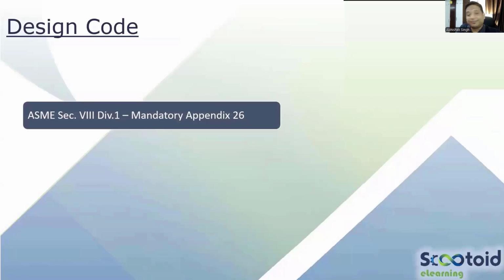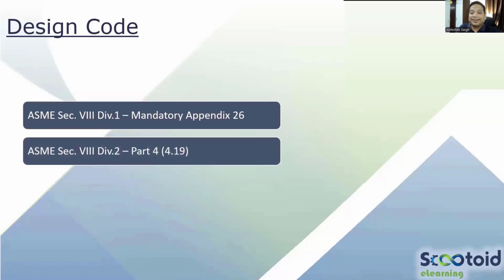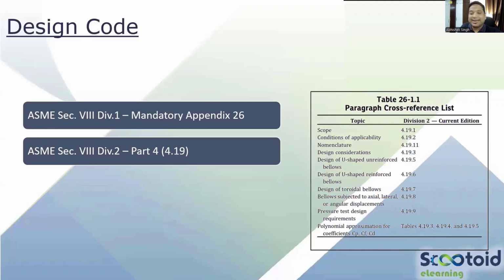Now coming to design code. What are the codes available? Mandatory Appendix 26, which we use, covers the details in quite detail. Division 2, Part 4, 4.19 is exactly the extension of 26, because if you see the latest code, most of the Appendix 26 portion has been moved to 4.19. So you'll find this kind of table in 26, which refers to your Division 2. Most of the things are passed on there.